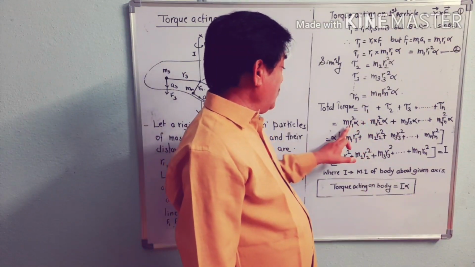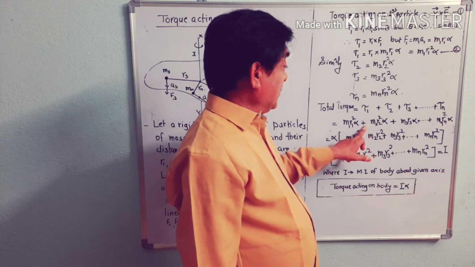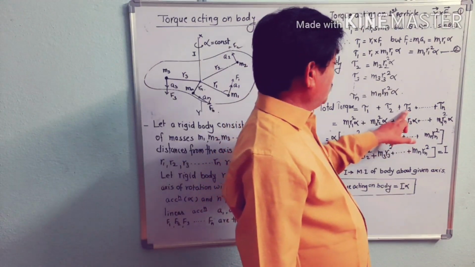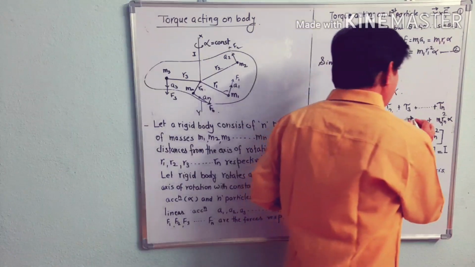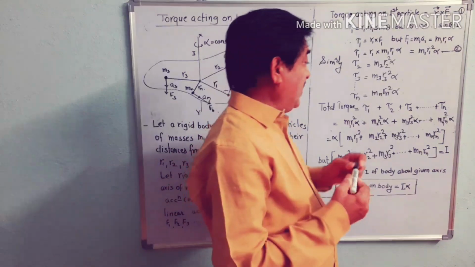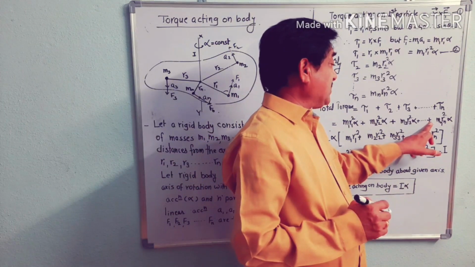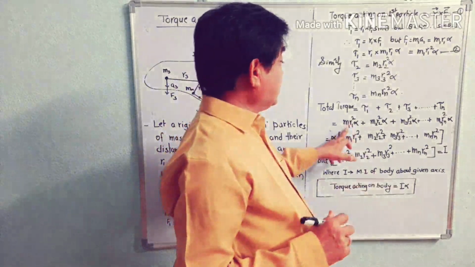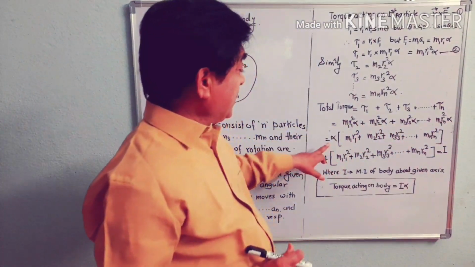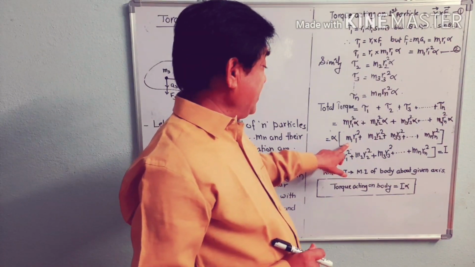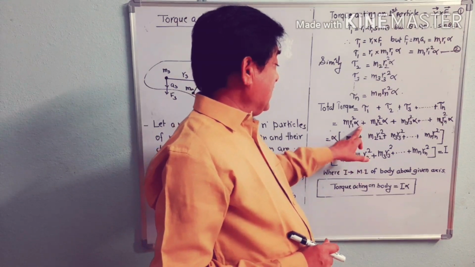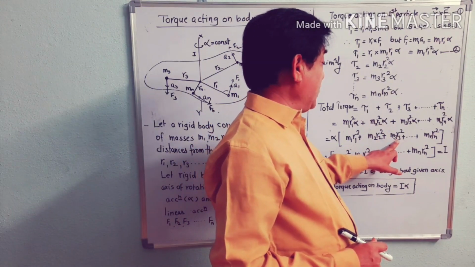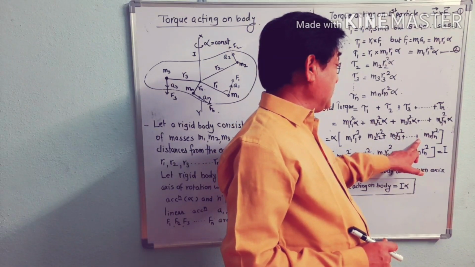So substitute the value of τ1 is equal to m1 r1 square alpha, plus τ2 is equal to m2 r2 square alpha, plus τ3 is equal to m3 r3 square alpha, and so on up to plus mn rn square alpha. In all terms, alpha is the same. So we have taken the common alpha. Then what will be in the bracket? m1 r1 square plus m2 r2 square plus m3 r3 square plus and so on up to plus mn rn square.